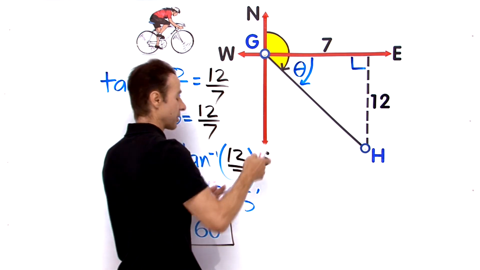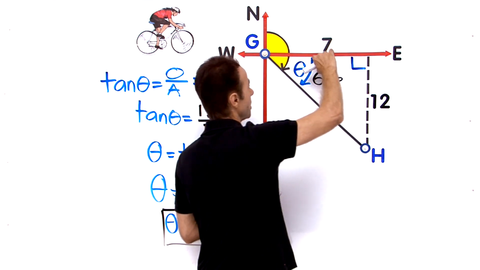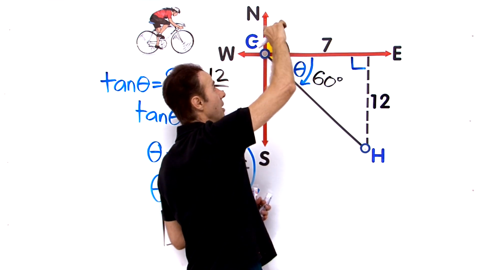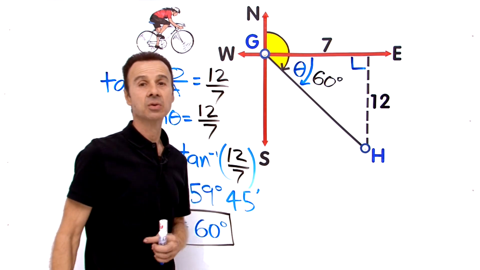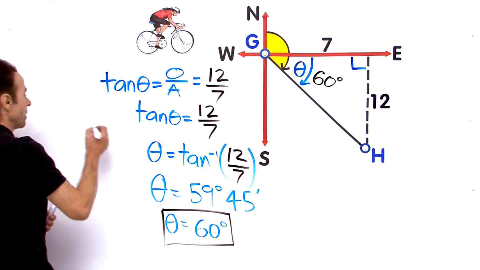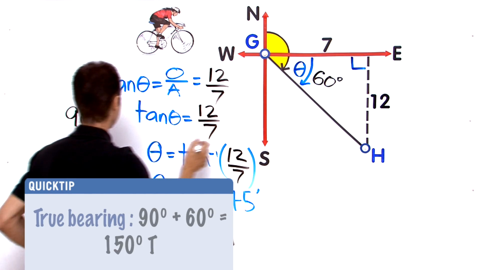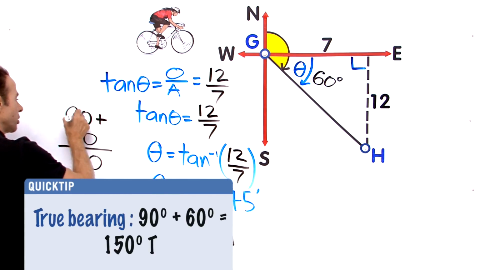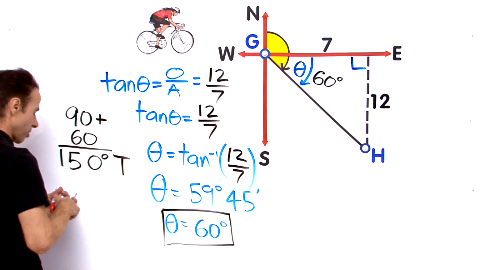Okay, that's our theta right there. So let me put it in. 60 degrees. So if that's 60 degrees there, all we have to do is add it to this right angle here, that quadrant, that's a right angle. Add that to that, and we have ourselves a true bearing. So let's add those two together. So the true bearing is 90 degrees plus the 60 degrees we just worked out. 0, 0, 0, 9 and 6 is 15. 150 degrees true north.